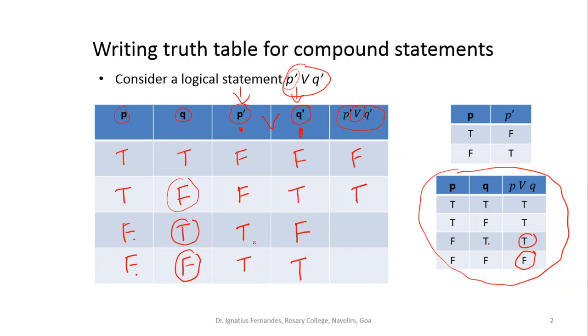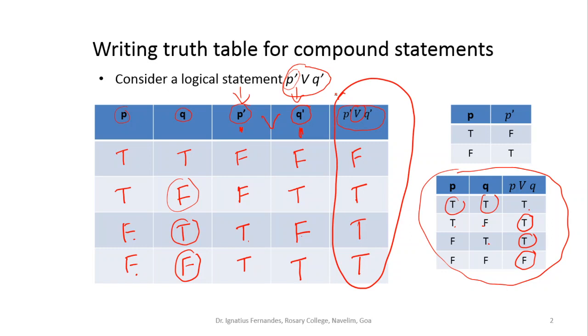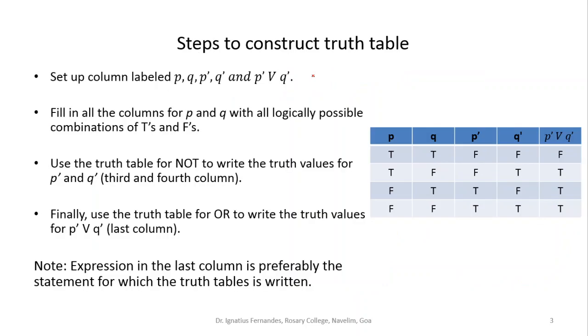So I wrote T here. For T and F, it is T. For T and T, it is T. So this is the truth table, or truth values, of this compound statement that we were trying to write down. This is how you should be writing the truth table for any compound statement. Break it down into simple statements, depending on what connectives are involved, and then come to the final column.